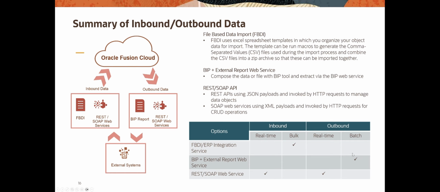On the right-hand side, we have a look at the outbound. For the outbound data flows, Oracle provides BI Publisher reports, and the BI Publisher reports can be accessed using the external report services to pull structured data like XML or CSV. Apart from that, we can also use the REST and SOAP APIs to query the application data for real-time needs and integrate with third-party platforms or downstream systems.